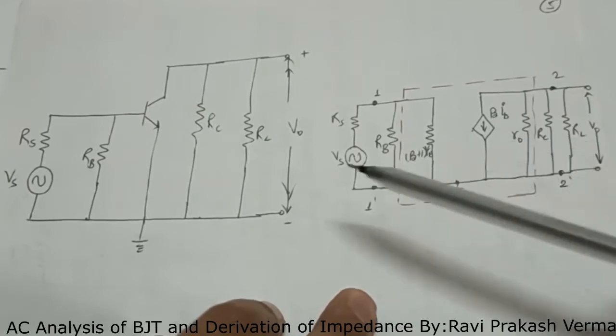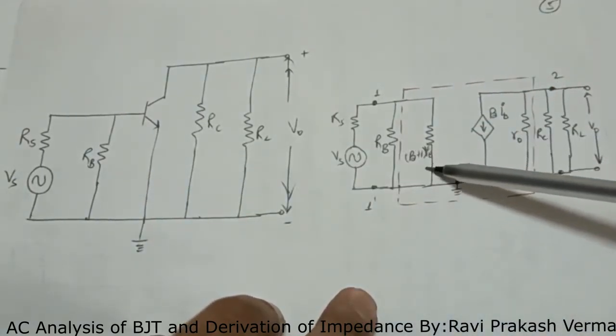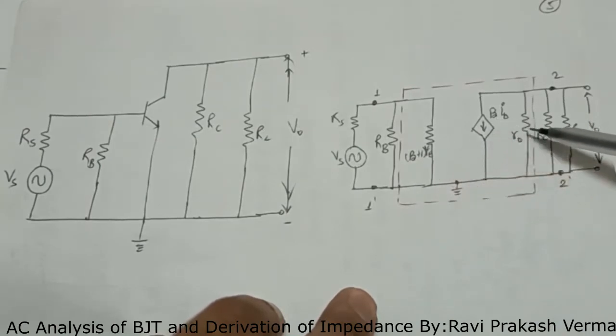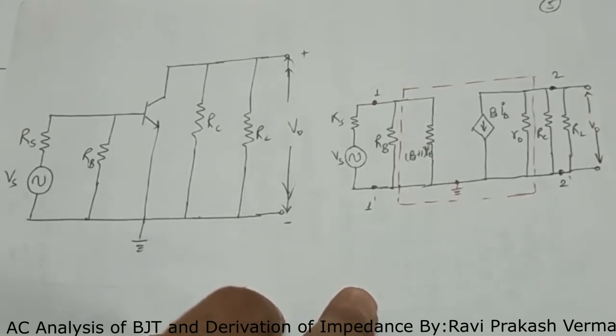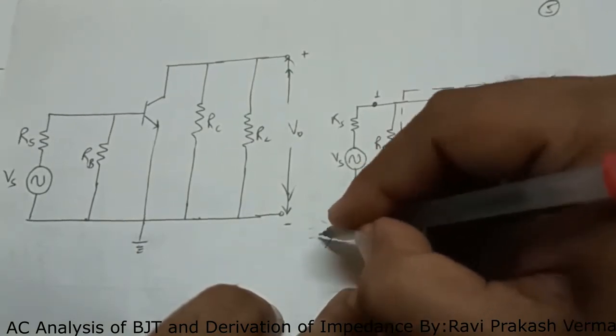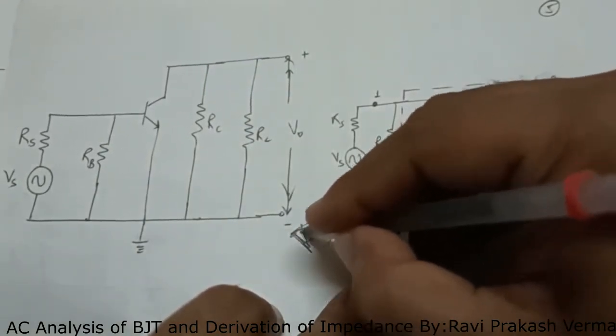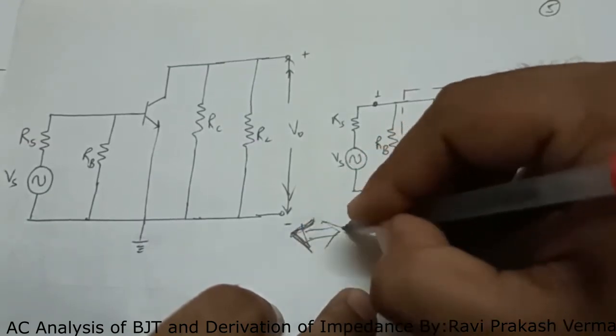In this circuit, this Rb and (beta plus 1) Re are in parallel, and also in the output, the collector resistance and load resistance, these terminals are in parallel. So this is the main objective: for the AC analysis, finding the Re model for any transistor.